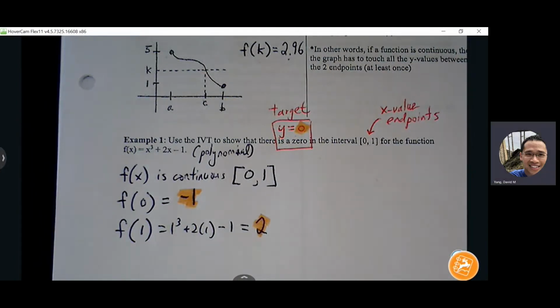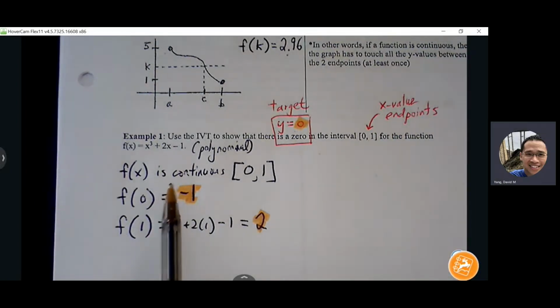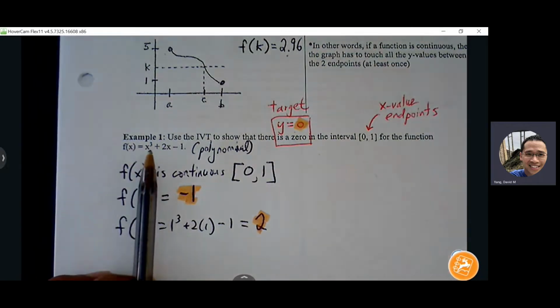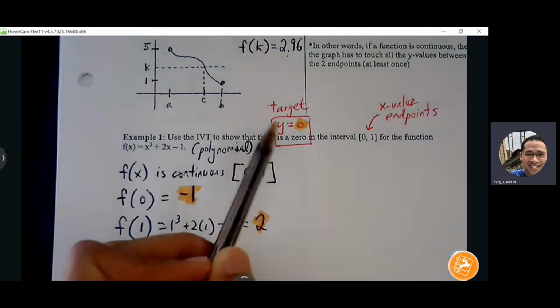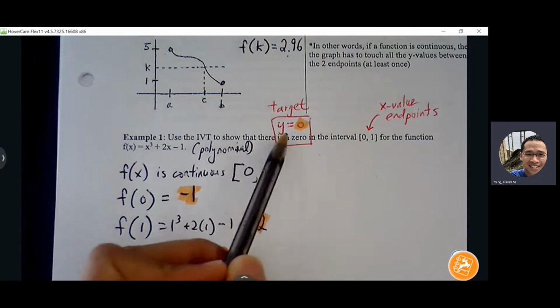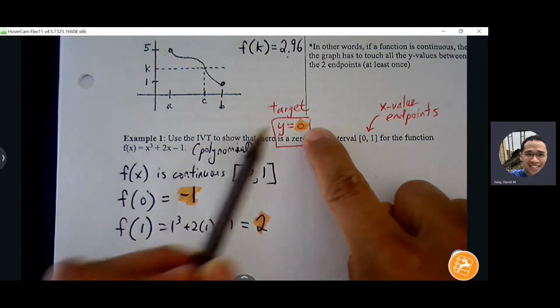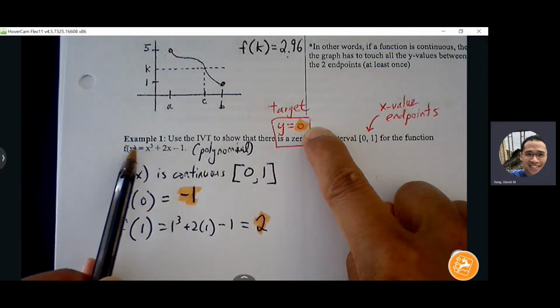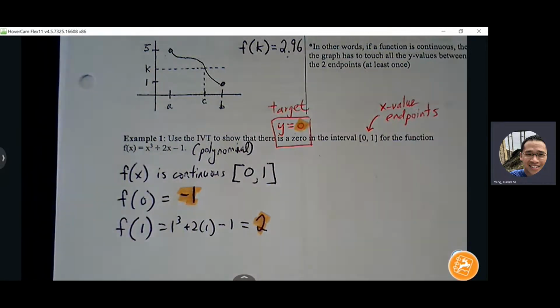Now, we don't know exactly where it's going to happen. We don't know the x value, but we know somewhere between is going to be reached. So for the next example, we're actually going to find that y value, or find that location, that ordered pair where this target is reached. And if we were to find that ordered pair, we should replace y with 0 and solve for x, but we'll do that next one.